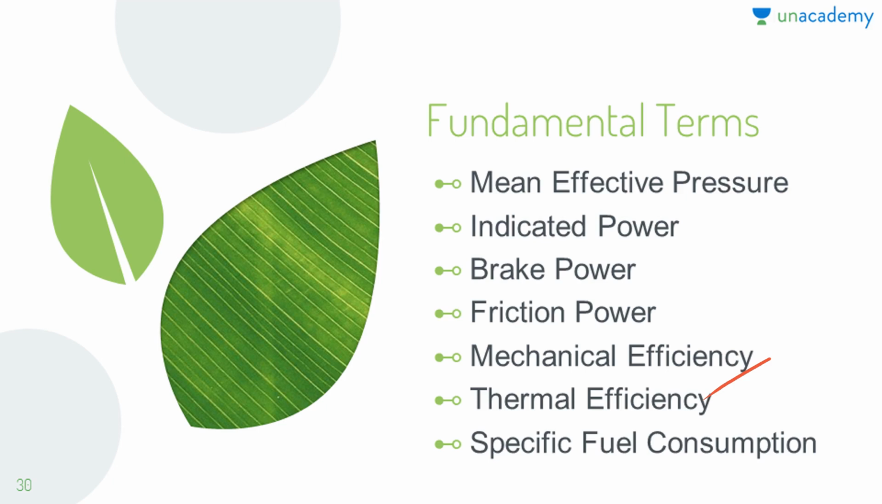Friction power is nothing but the amount of power lost in friction, and the brake power is nothing but the power developed by the engine at the output shaft, as well as the indicated power is the power developed inside the engine cylinder.